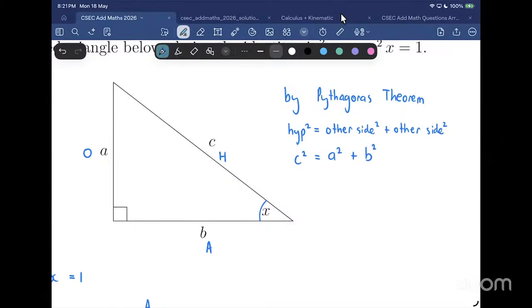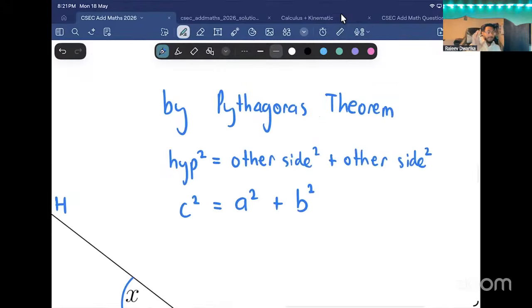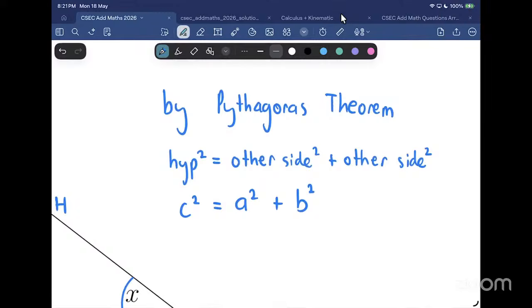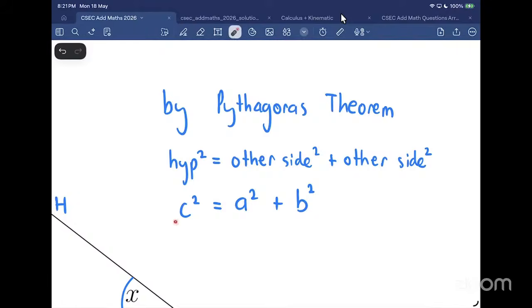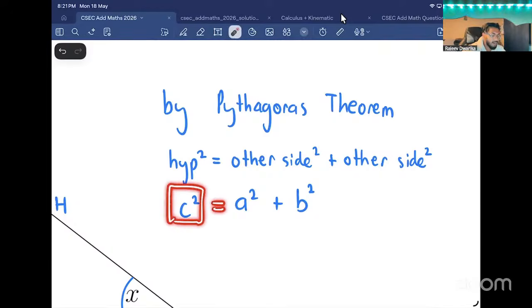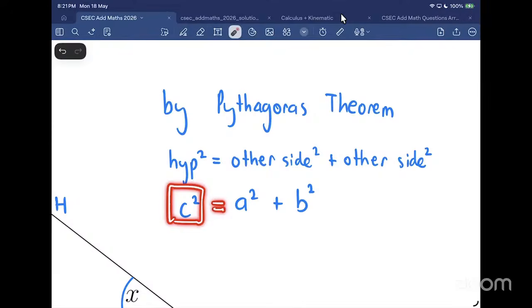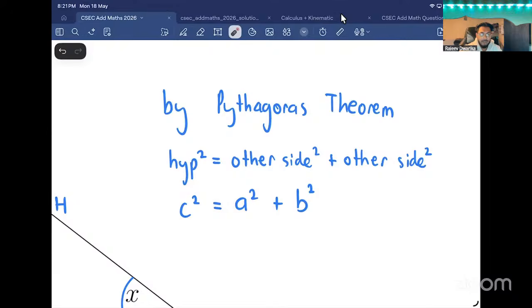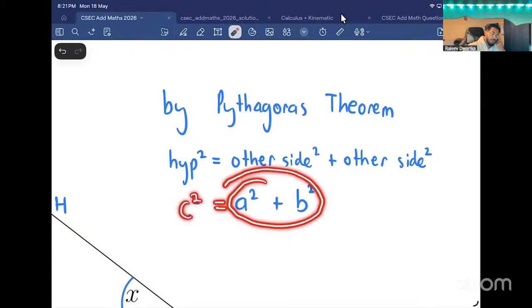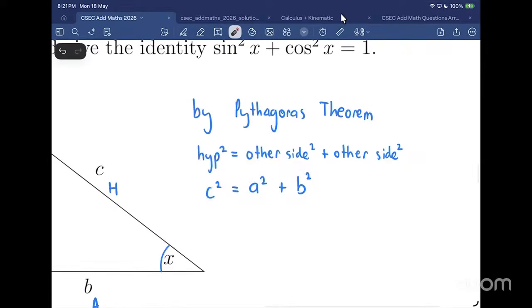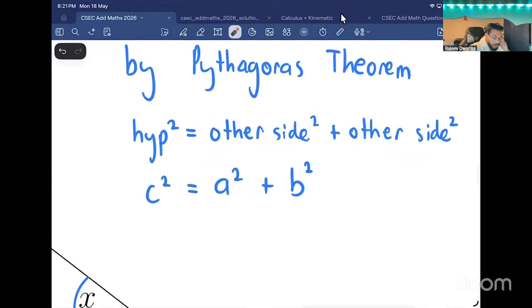And so here, remind me, C squared is equal to what? According to Pythagoras' theorem, what is C squared equal to? The hypotenuse squared? Exactly. C squared is equal to? The other side squared plus the other side squared. Right, so C squared is just equal to A squared plus B squared.